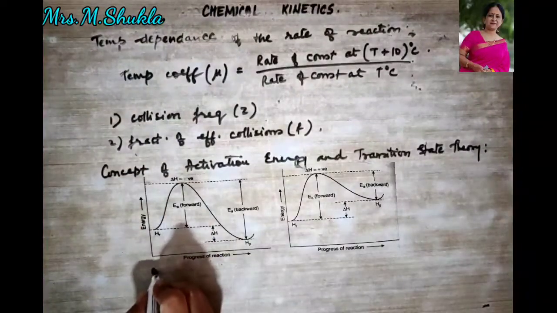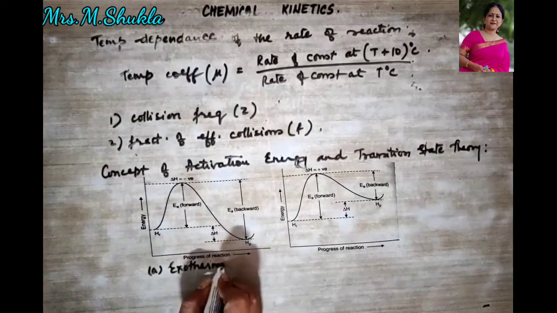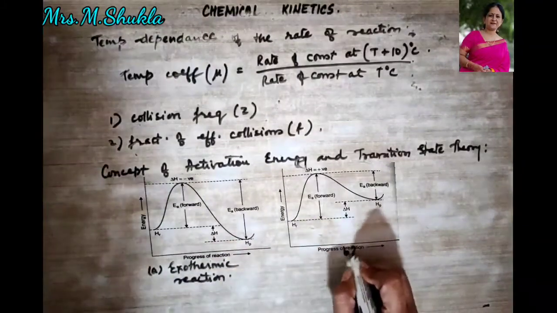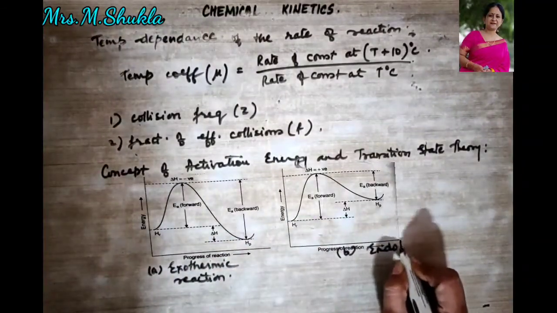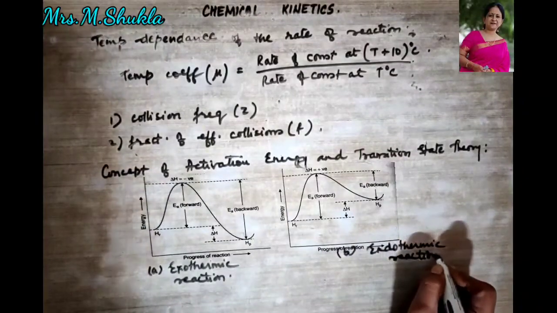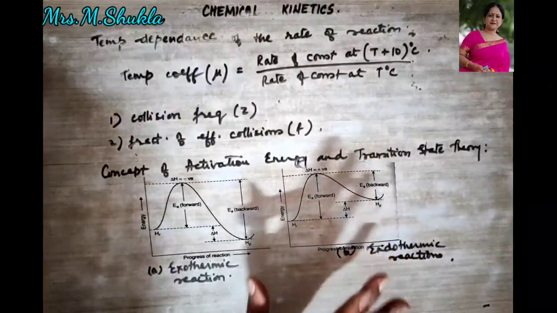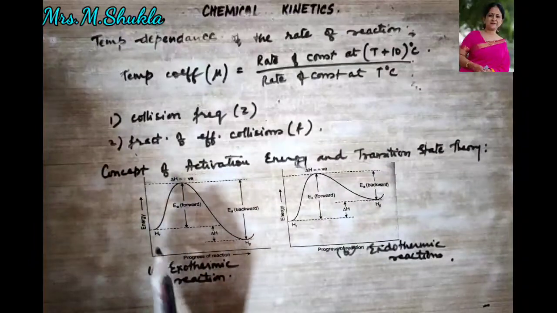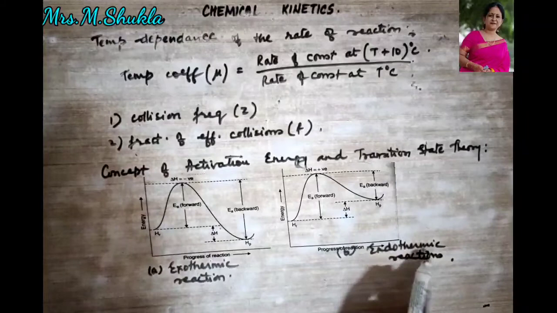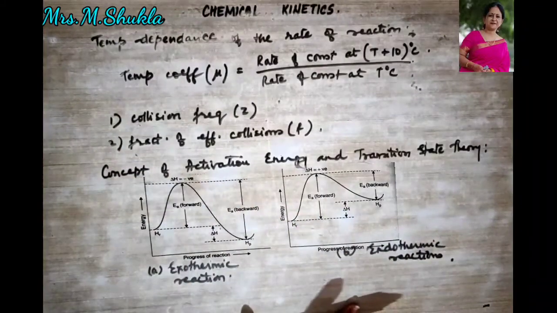So this one is your exothermic reaction, and this one is for the endothermic reactions. Clear? So these are the activation energies for the forward and the backward reactions. This one is in case of your exothermic reaction, and this one is for your endothermic reaction. I hope till here it's very clear to you.